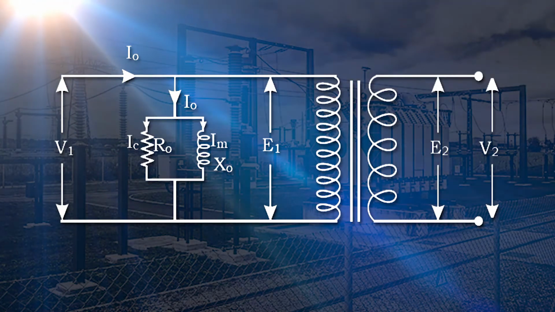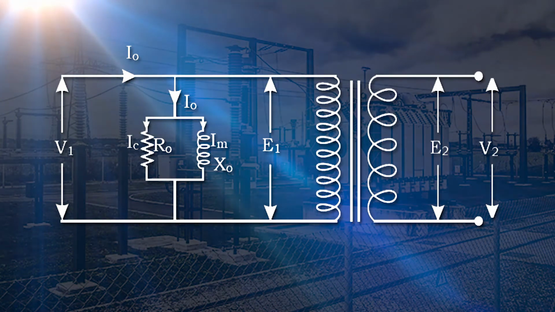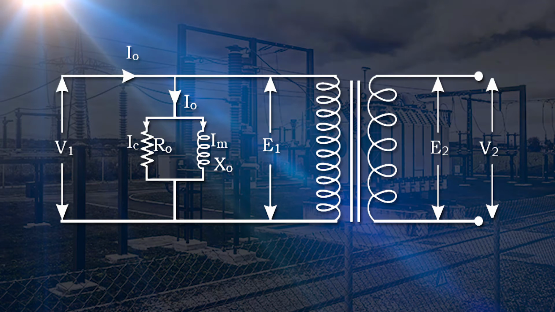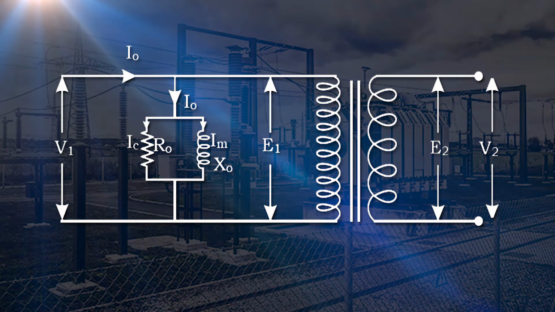Here you can see this is the equivalent circuit of the transformer at no load. V1 is the supply voltage, and I naught is the no load current, and this no load current has two components. One is denoted by Ic, that is the core loss current, and the other current is Im. So R naught is the resistance of the core, and X naught is, you can say, the reactance of this core at no load.